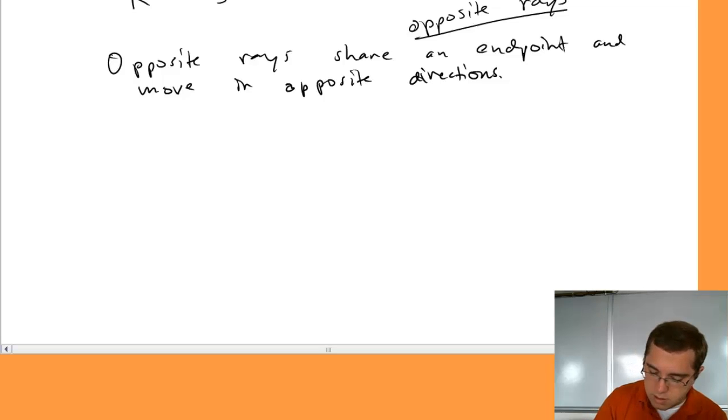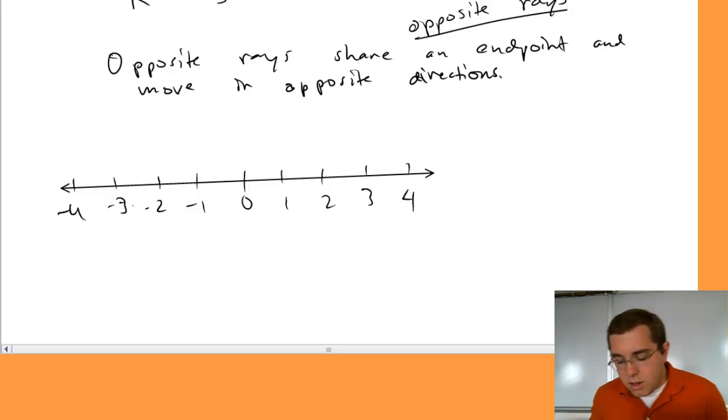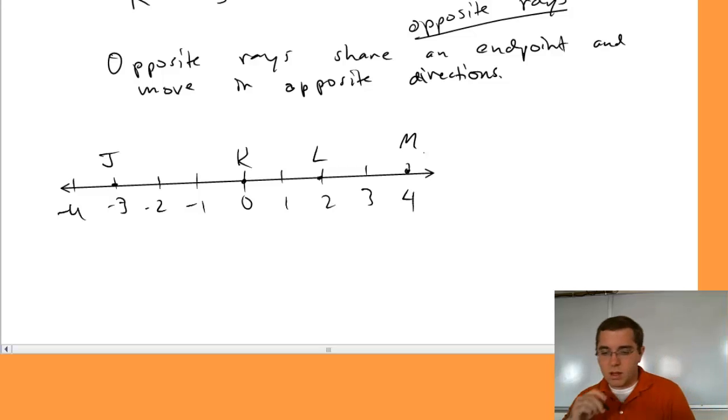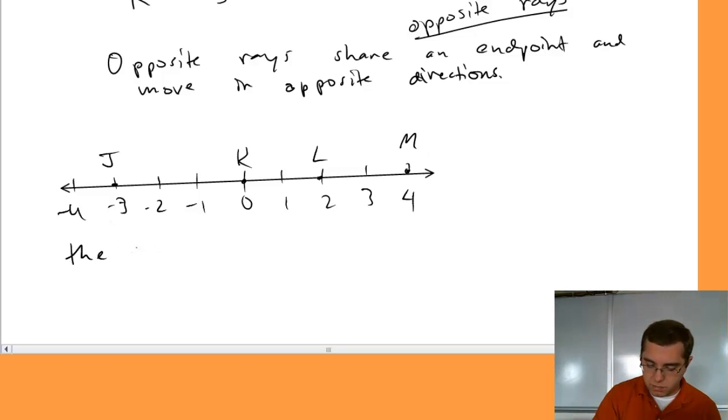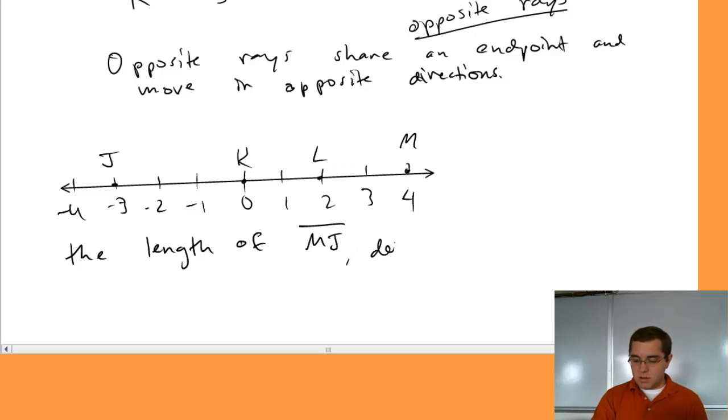Now, one line that we've used in algebra class and that we're familiar with is the number line. We know how a number line works. If we name some of these points, let's name point -3, J, the point at 0, K, the point at 2, L, and the point at 4, M. And then we can talk about the length of segment MJ. So every segment has a length. The length of segment MJ, which is denoted by capital M, capital J, and no bar above it.